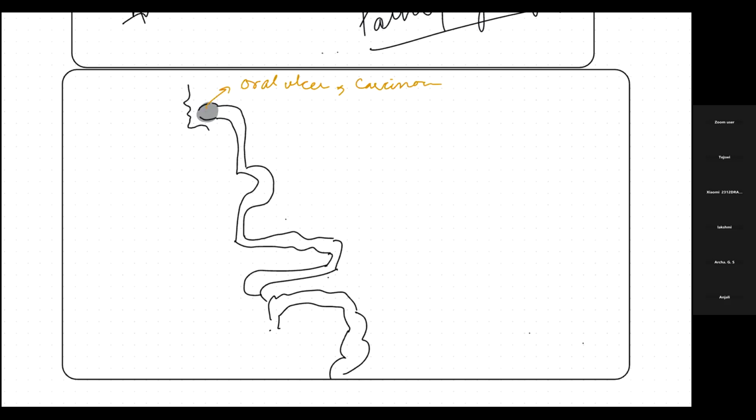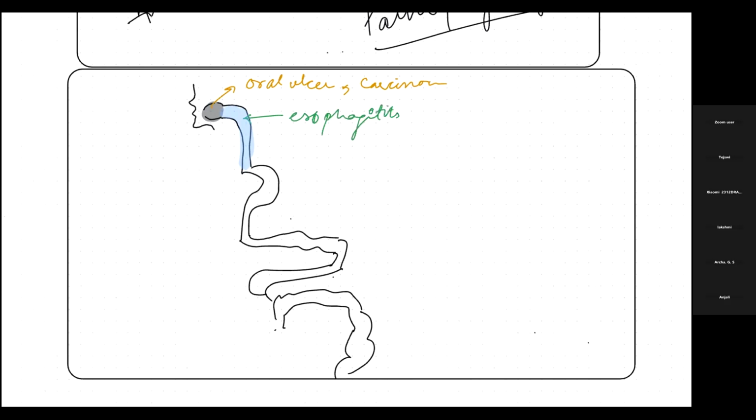Another part is the esophagus. If I talk about the esophagus, this part of the GI tract, what disorders can we expect? We can expect esophagitis, the inflammation of the esophagus, or we can also expect carcinomas. Either infection or inflammation of the esophagus, or carcinoma can be expected. So these are the disorders.